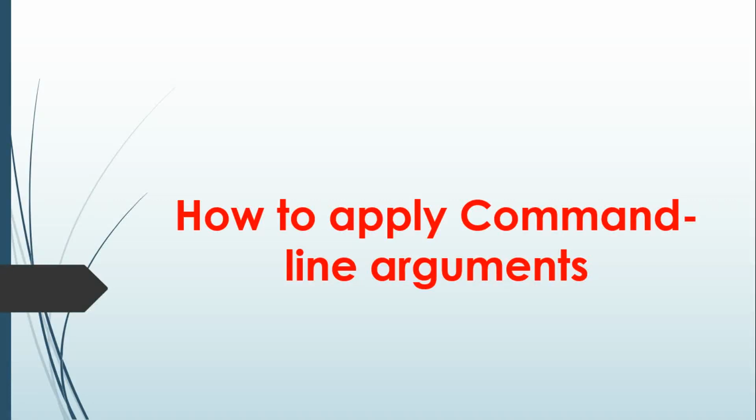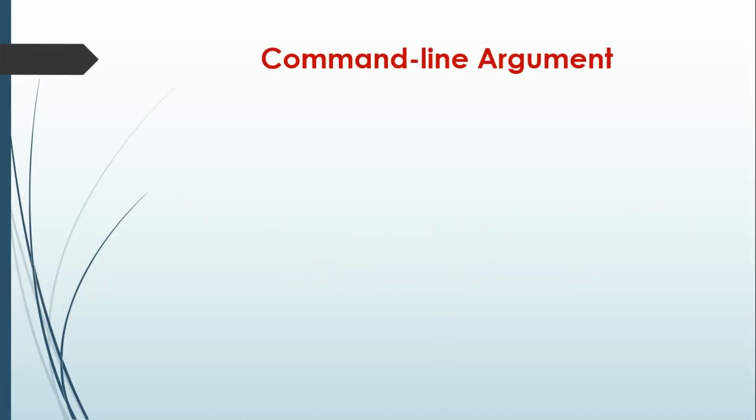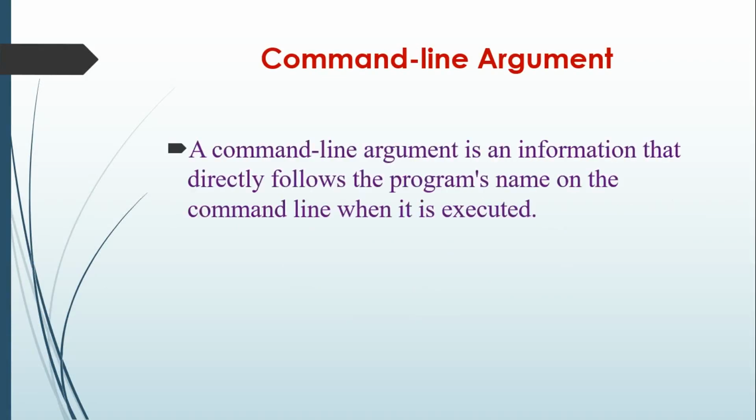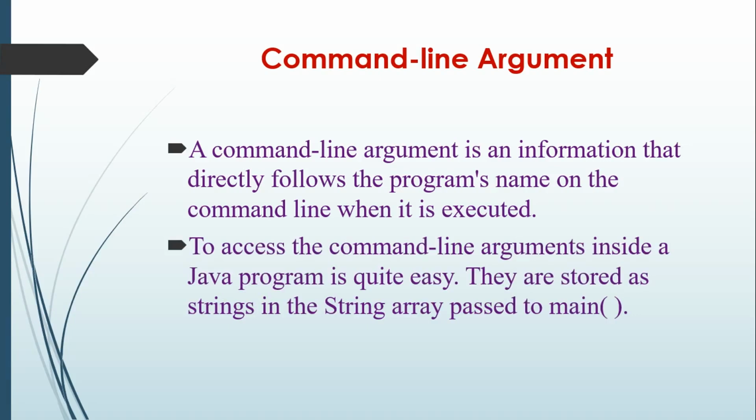about how to apply command line arguments. So first of all, what is a command line argument? A command line argument is information that directly follows the program name on the command line when it is executed. To access the command line argument inside a Java program is quite easy. They are stored as strings in the string array passed to main.